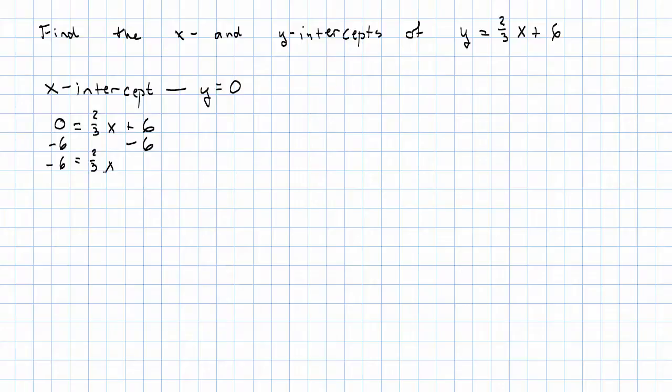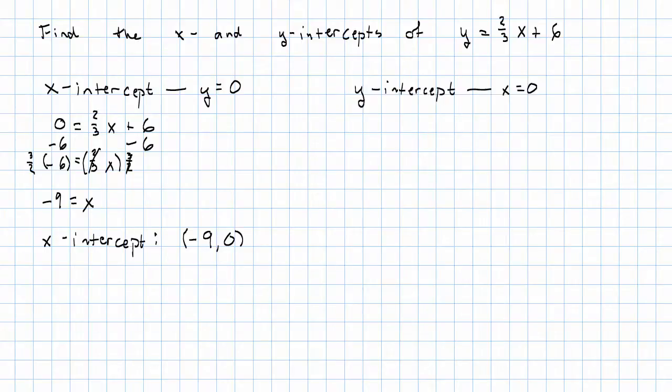Now we need to get rid of the 2/3. To do that, we'll multiply both sides by 3/2. The 3/2 and the 2/3 cancel. Negative 6 times 3/2 is negative 9. So my x-intercept is the point x is negative 9, y is 0. Okay, so that's the x-intercept.